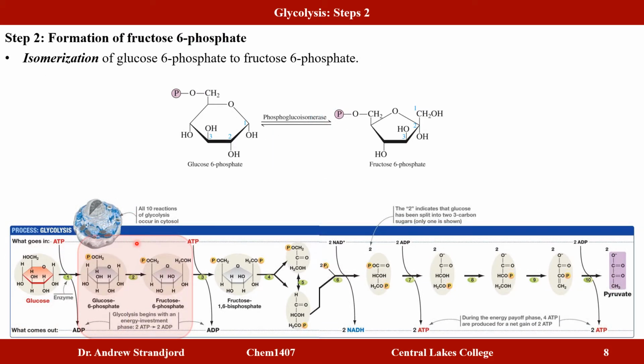The second step is an isomerization reaction, converting glucose 6-phosphate into fructose 6-phosphate. Notice here I have a pyranose ring, a 6-membered heterocyclic ring. Here I have a furanose ring. If I count carbons here, 1, 2, 3, 4, 5, 6 carbons. I've maintained all my carbons: 1, 2, 3, 4, 5, 6 carbons. I've just used an enzyme to change the structure from a pyranose ring into a furanose ring.